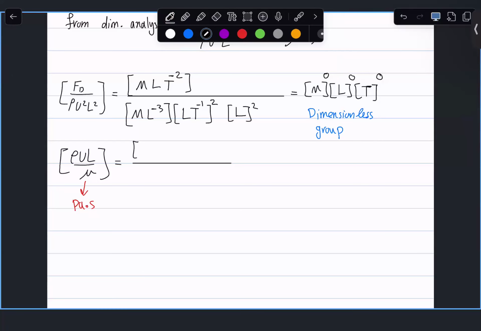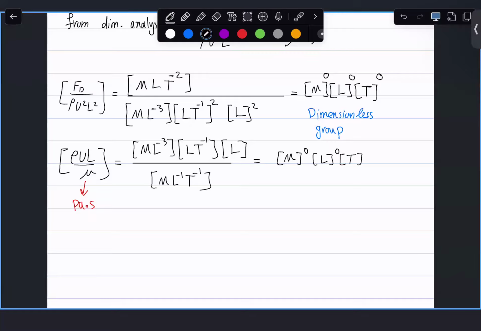Okay, rho is ML to the negative 3. U is LT to the negative 1. L is L, and mu is ML to the negative 1, T to the negative 1. So if you look at the number of dimensions, they're all 0, right? So again, you have another dimensionless number.